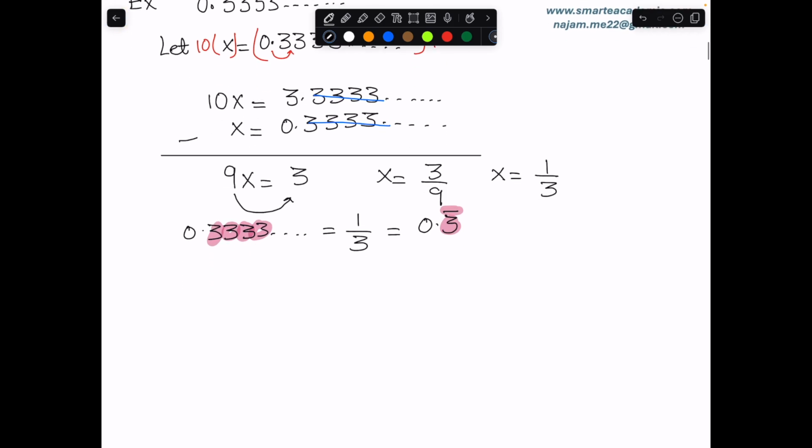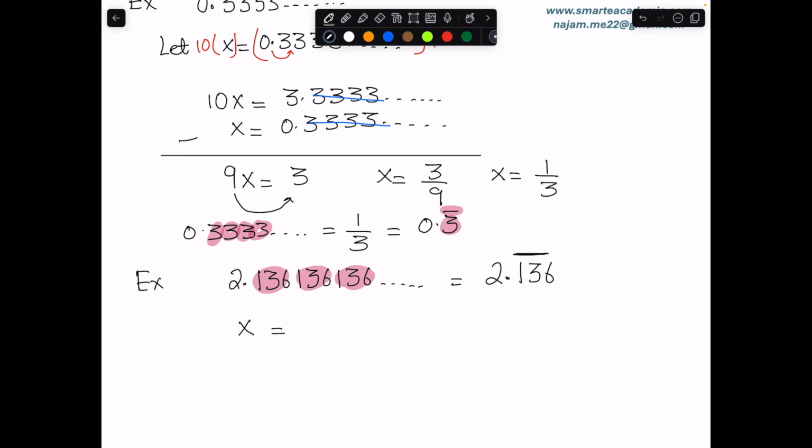Let's try another example. Let's say instead of 0.33, we now have 2.136, 136, 136, and so on. What this means is that my repeating section is 136. So I can put a bar here, which means 0.136, 136, 136. This is the repeating or recurring aspect of my decimal. How would I write this in the form of a fraction, or is it a rational number? Let's try to check that.